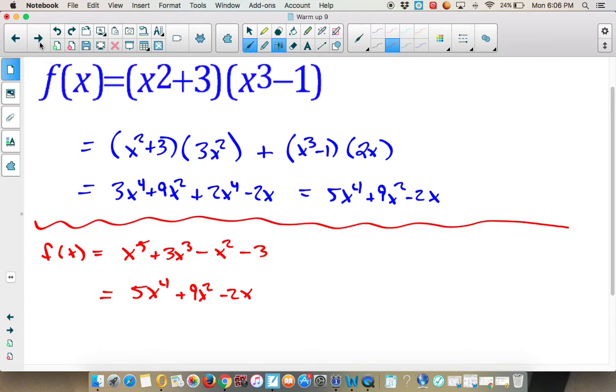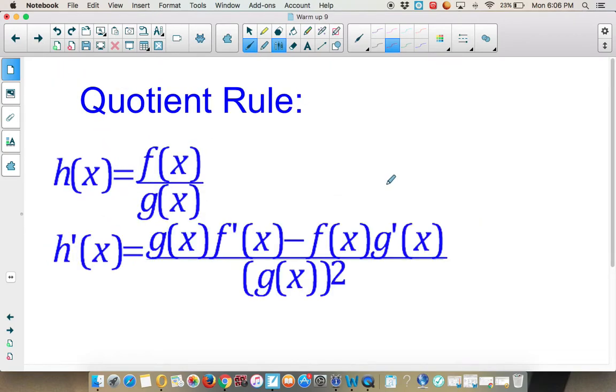Okay, I'm going to give you a preview for the quotient rule, and we're going to deal more with the quotient rule tomorrow. The rule with the quotient rule is you have a function on the top and a function on the bottom. You're going to do the bottom function times the derivative of the top minus the top times the derivative of the bottom over the bottom squared.